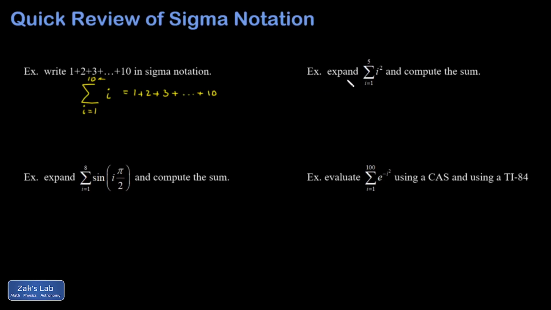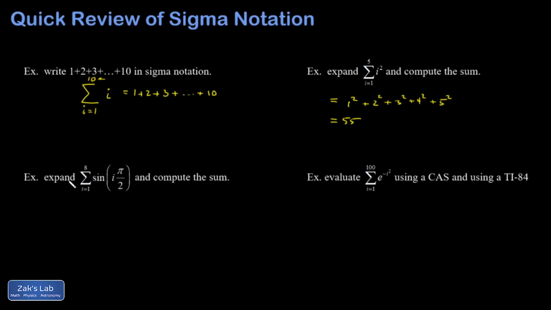Example 2, expand the sum as i goes from 1 to 5 of i squared. So we're going to sub in the smallest value and we get 1 squared, and then we add to that what we get when we sub in the next integer. So 2 squared, 3 squared, 4 squared, and 5 squared, and it comes out to 55.